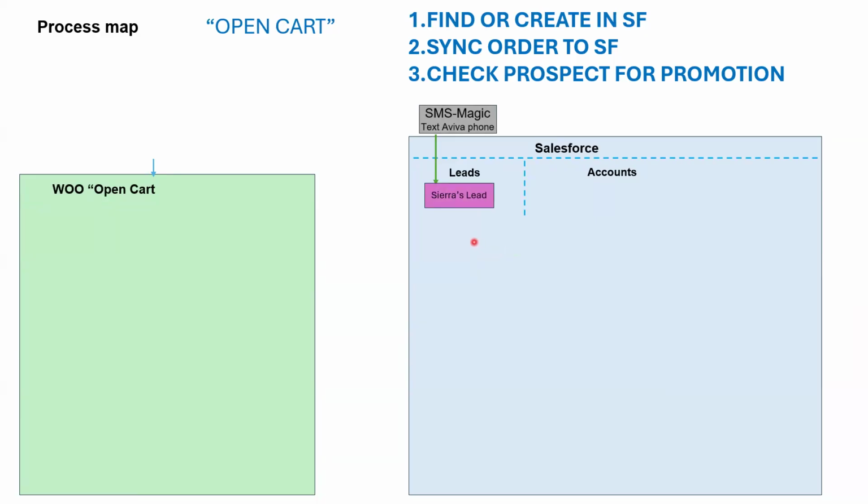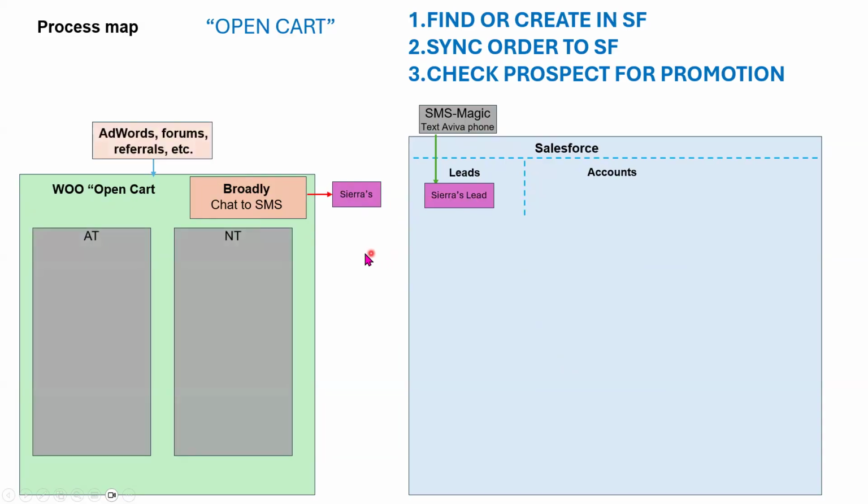So customers will still be able to come in if they SMS Magic or text the main Aviva line, they'll come in. Or if they chat through our website, Sierra will pick those up, okay? But that might be maybe 10% of leads now. So she's going from 100% of leads to 10% of leads that are going to show up in her bucket.